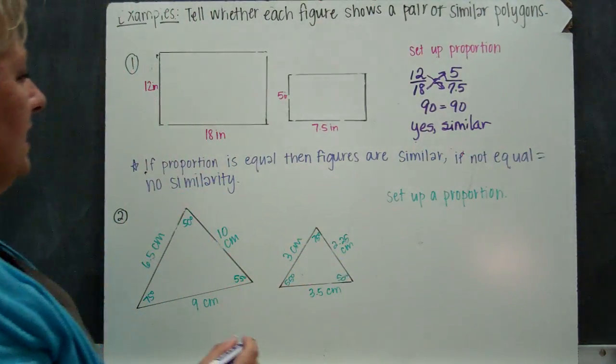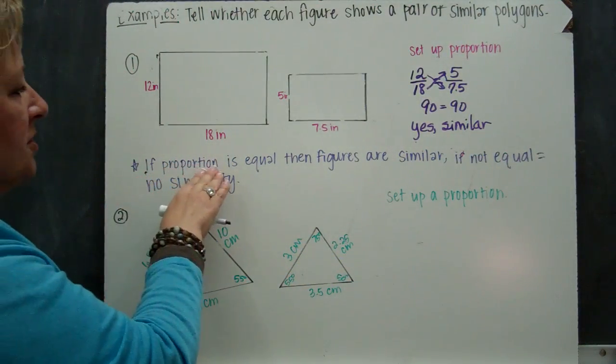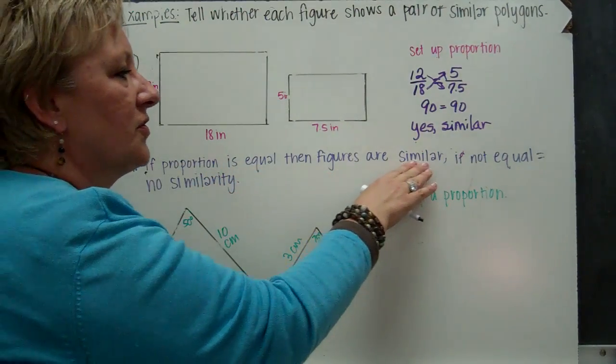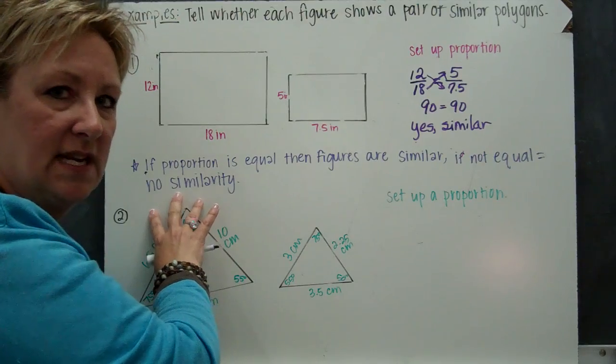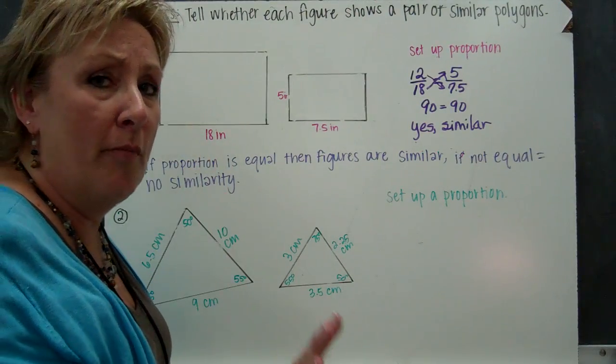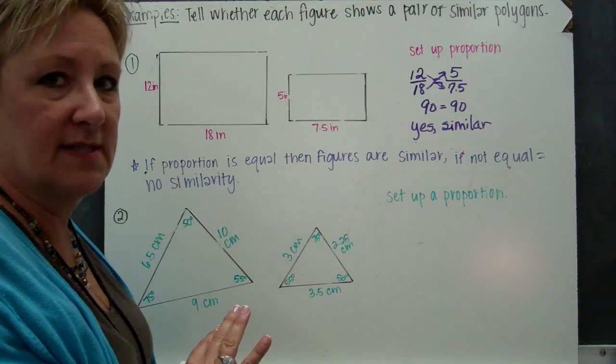All right? Let's look at this. It says if proportion is equal, then the figures are similar. If they are not equal, then I know that there is no similarity in the proportion, even though on paper they may look just alike.